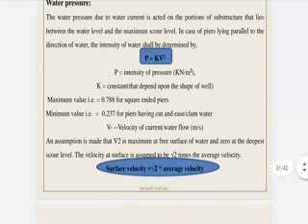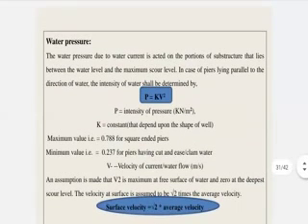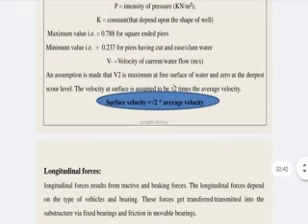And the surface velocity has this formula. You can remember the formula, as this may be asked in your multiple choice questions: root 2 into average velocity. This is nothing but water pressure.